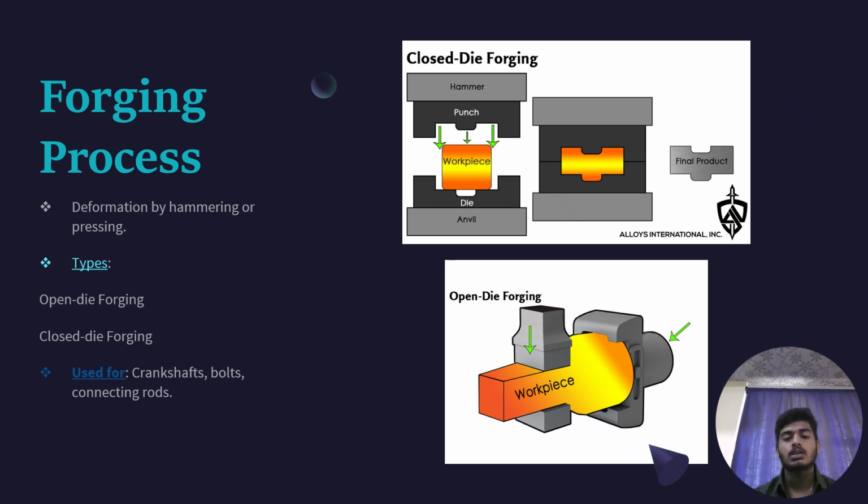Open die forging: the metal is placed between flat dies and hammered or pressed until it takes the required shape. The metal is free to flow sideways. It is used for large and simple shapes. Closed die forging: the metal is placed between shaped dies that completely enclose it. The metal fills the die cavity and forms an accurate detailed shape. It is used for producing precise components like crankshafts, bolts, and connecting rods.